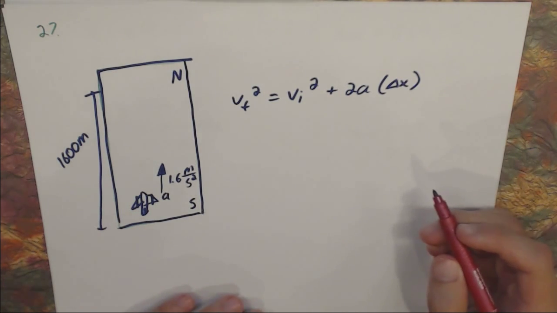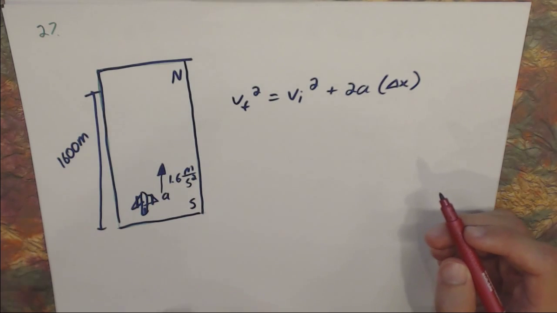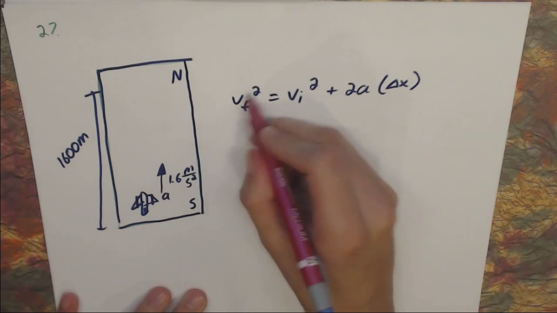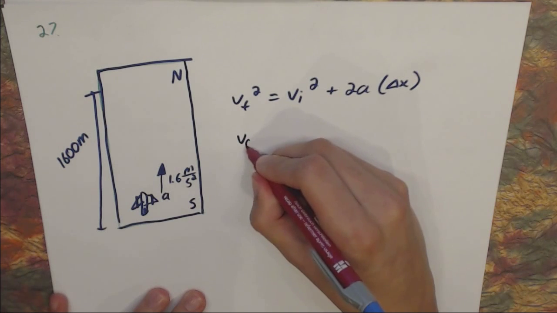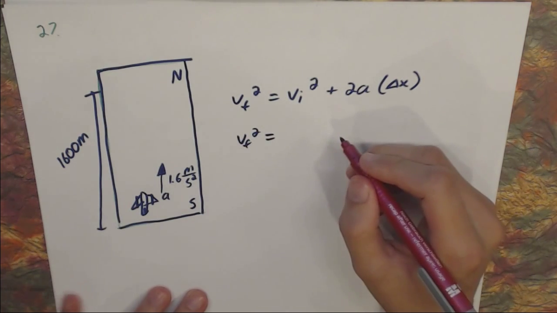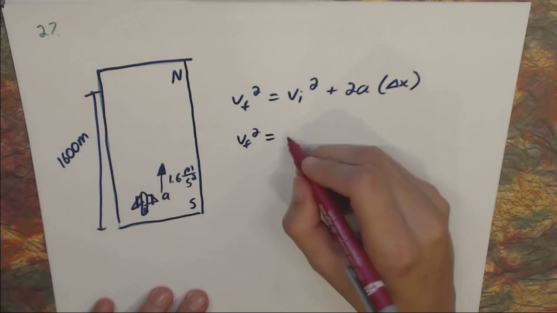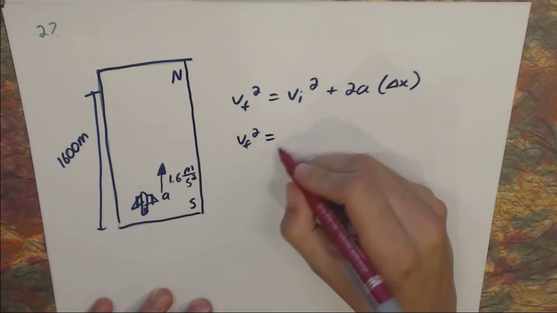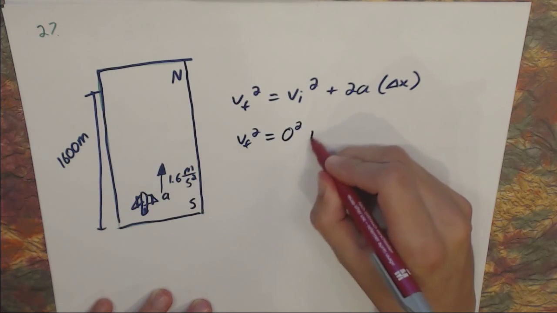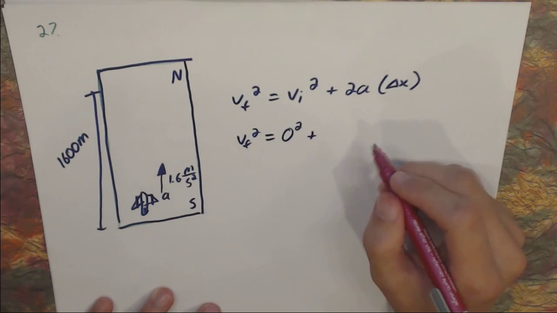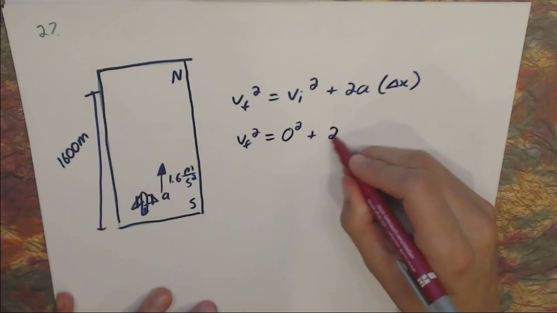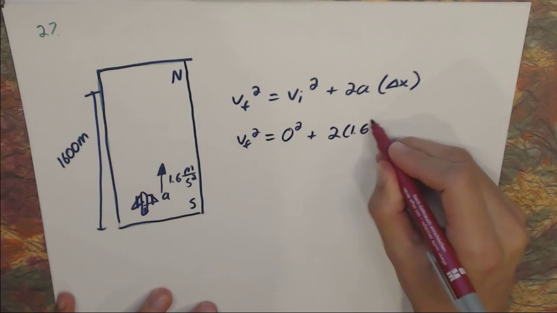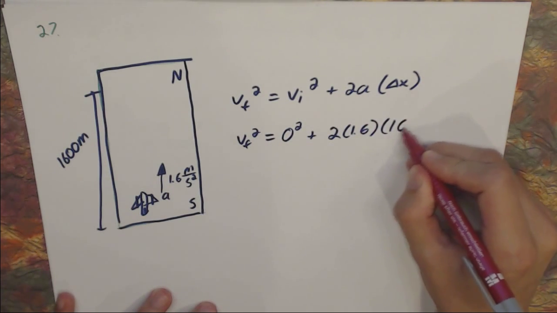So, part A wants the plane's velocity at takeoff, which is going to be our final velocity. So v final squared equals v initial squared, and it tells us in the problem that the plane starts at rest. Again, this is interpreting words into numbers, so that means the initial velocity is 0. Plus twice the acceleration times the change in displacement.